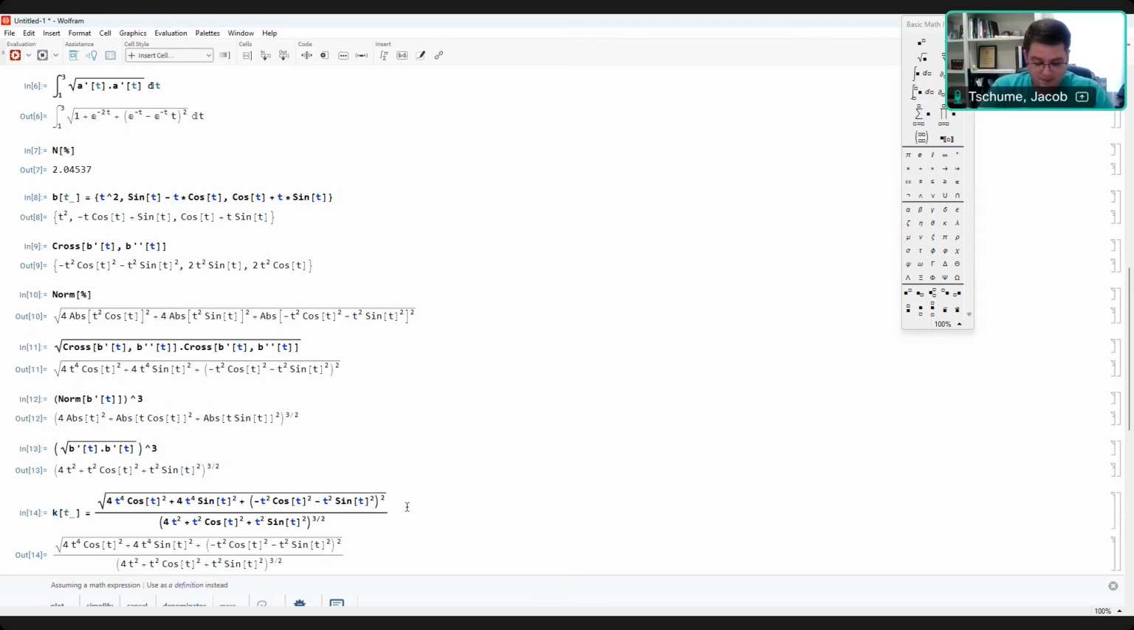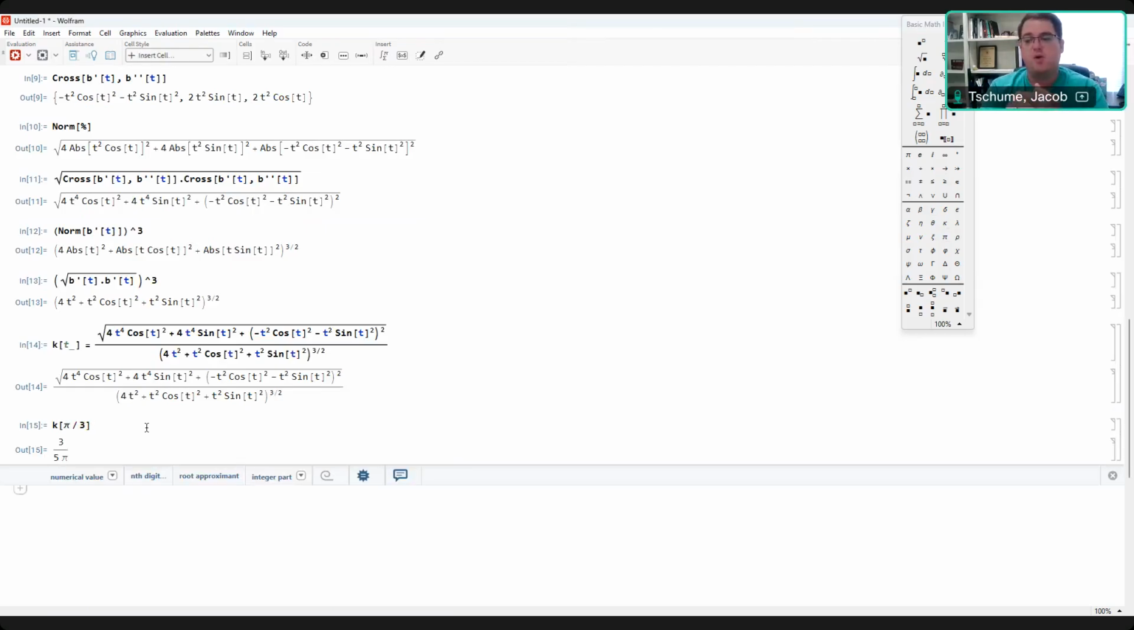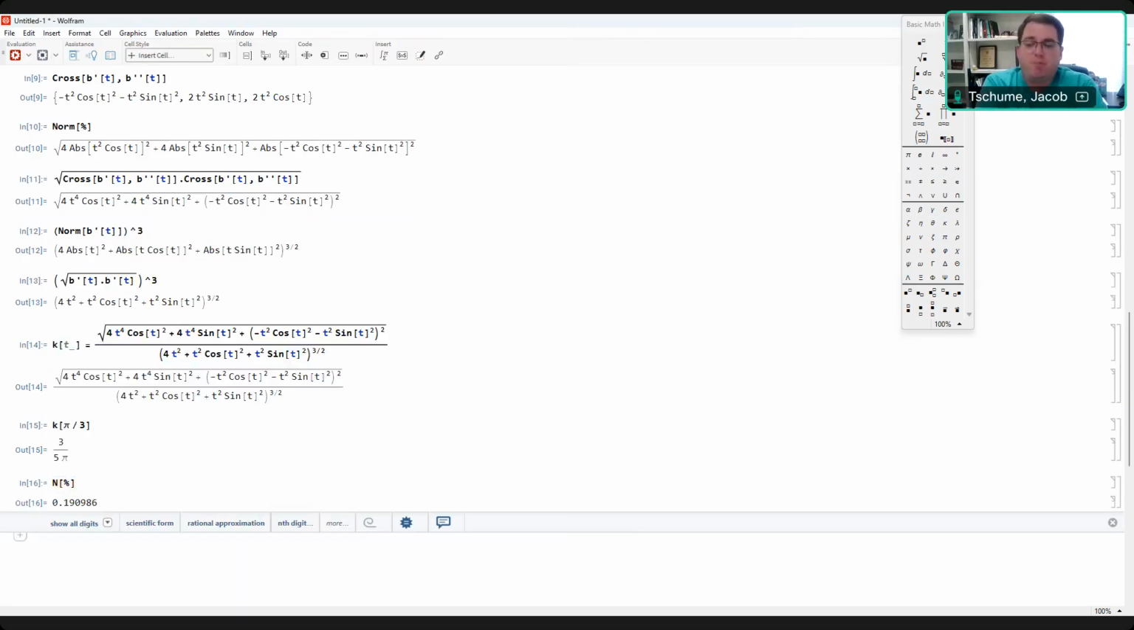It's very ugly. But typically Mathematica or my project will ask you to find curvature at a certain value. And now that I've gone through the work of finding curvature, I can just have Mathematica evaluate curvature at the value that I want. So in this case, since it's a trig problem, I just picked pi over 3. So what is the curvature, now that I found it, at pi over 3? It would be 3 over 5 pi. And then, like I said, if you need to get your numeric approximation, that's about 0.190986.